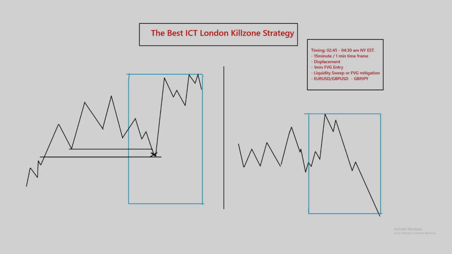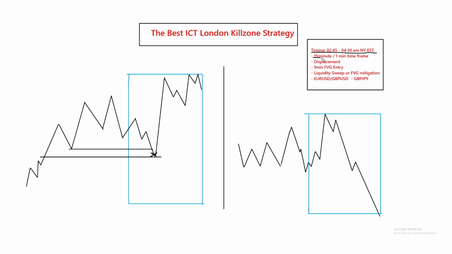the best ICT London Killzone strategy. For this strategy, we're going to be using the following timing over here, which is from 2:45 till 4:30 a.m. New York Eastern Time. That is your time window to execute trades, which is to say that you cannot execute any trade before 2:45 and no trade can be executed past 4:30 a.m. New York Eastern Time. Now, that doesn't mean that trades cannot run past 4:30, but you cannot execute a trade after 4:30 New York Eastern Time.